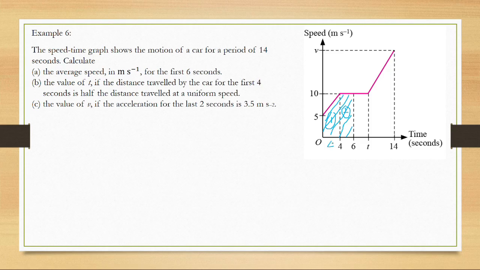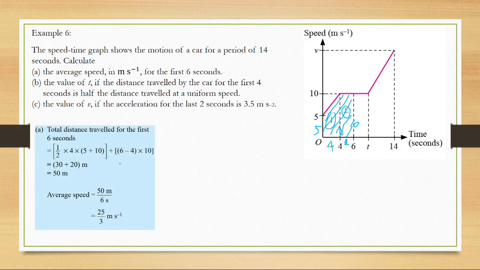So this part is 4, this is a 5, and then this line is a 10. The one at the back also 10. Therefore, the total distance is equal to 1 over 2 times 4 times 5 plus 10, and then you plus with this part, which is 2 times 10. So you will have like this, 6 minus 4 is a 2, 2 times 10. So you will have 50 meter. So to find the average speed is the total distance, which is 50 meter over 6 seconds. Therefore, the answer is 25 over 3 meter per second. Just follow the unit, meter per second. Okay, now we look at B.